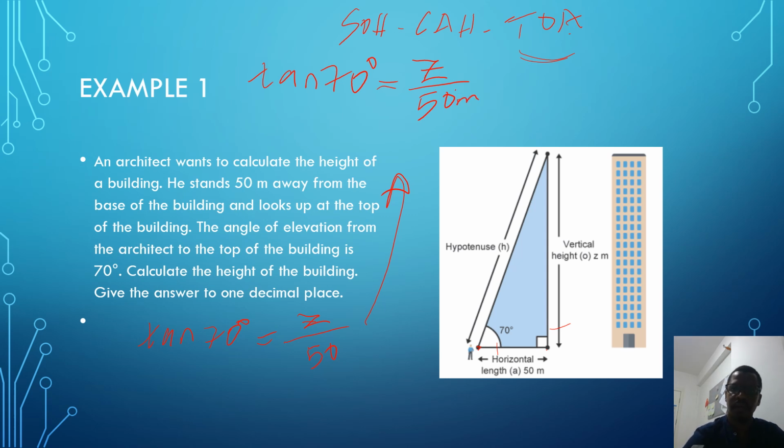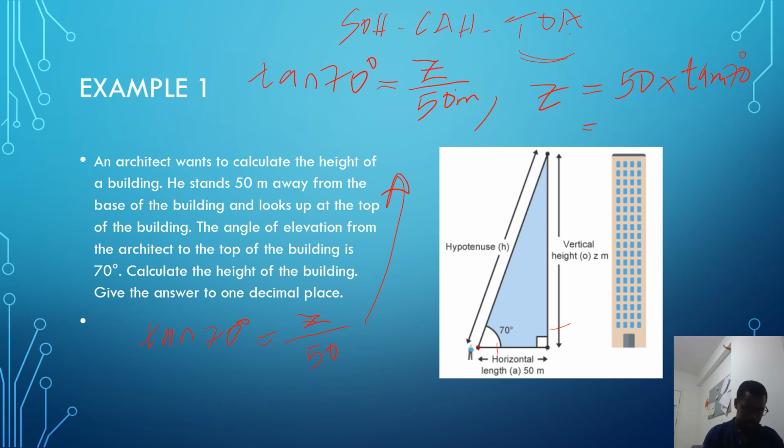Now we want to find Z. We just make Z the subject of the formula. Z will be equal to 50 meters times tan 70 degrees. So this will be equal to, we can use our calculator.